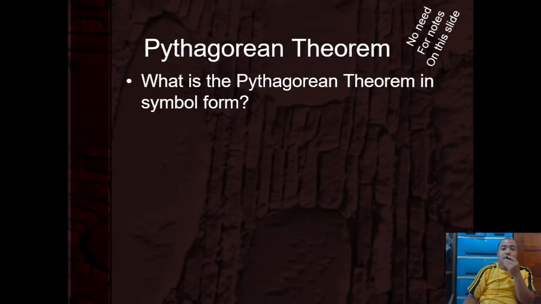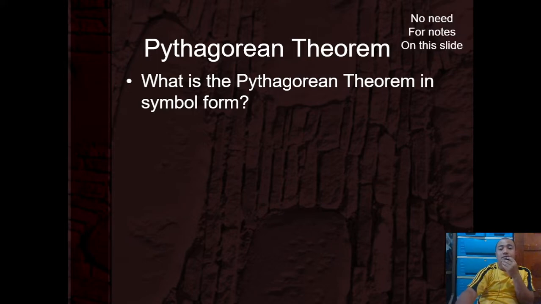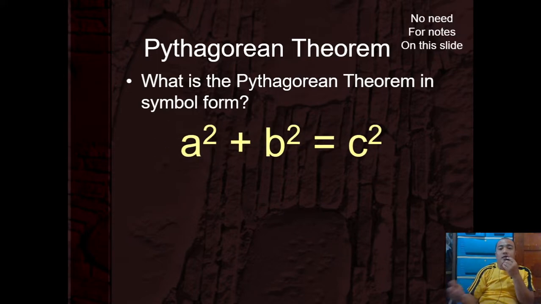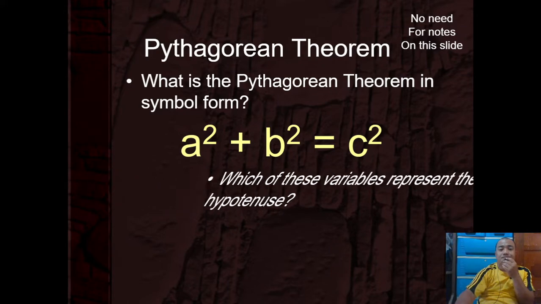So what is the Pythagorean theorem in symbol form? We all know that. I discussed this in our topic on the Pythagorean theorem, also in version 1. A squared plus B squared equals C squared. That means the sum of the squares of the legs of a right triangle is equal to the square of its hypotenuse, the longest side.